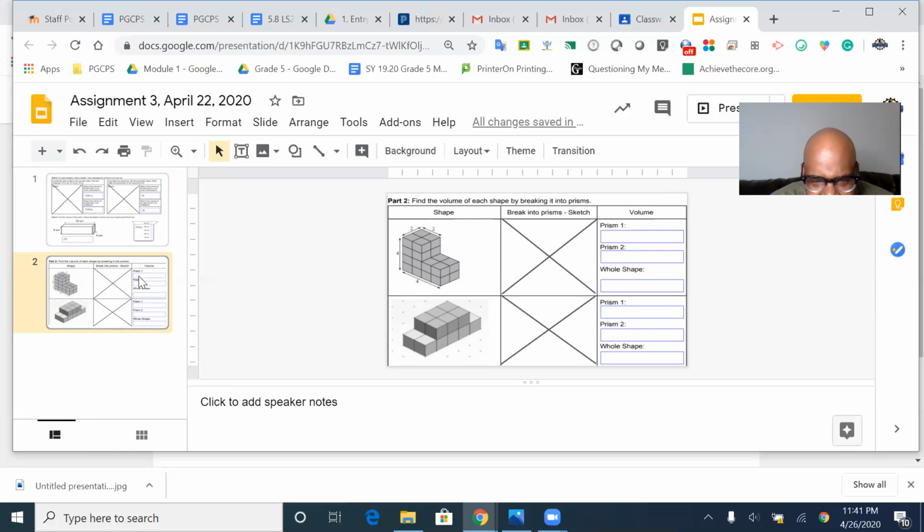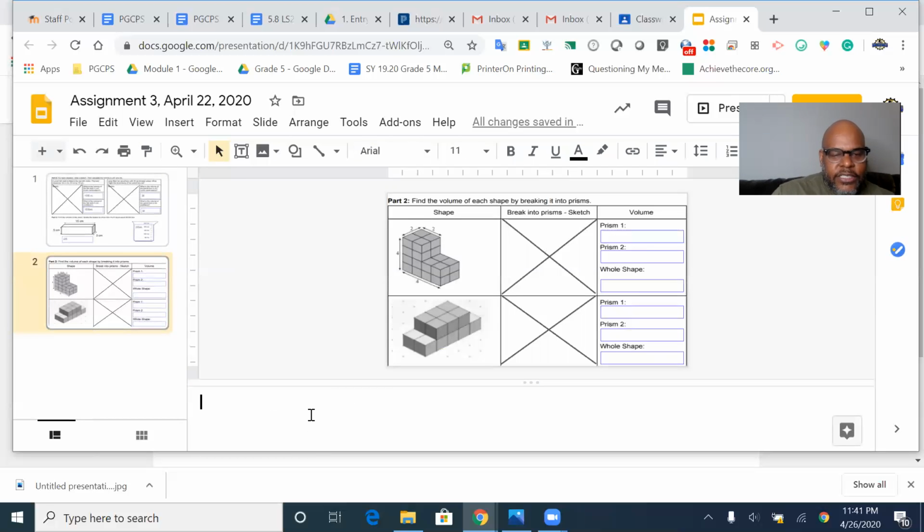So we know that depending on how we divide into prisms. So I think I'm going to do the bottom prism first. So the bottom prism is going to be my prism 1. The bottom prism has a height of 2, a length of 4, and a width of 2.